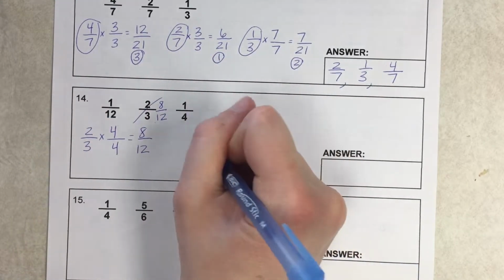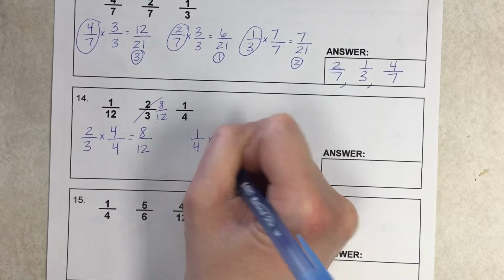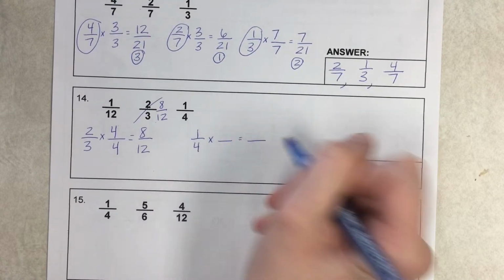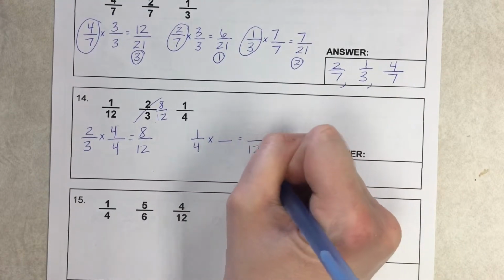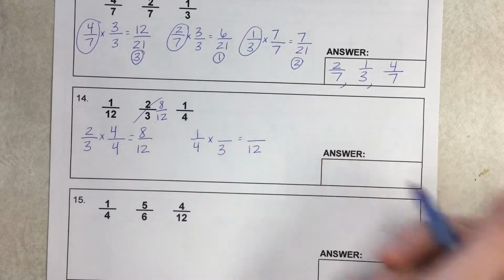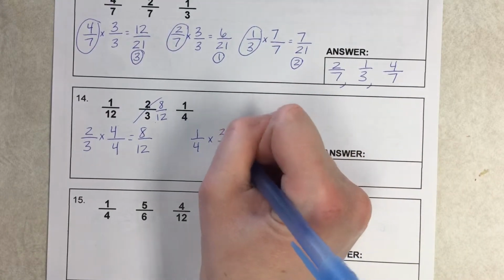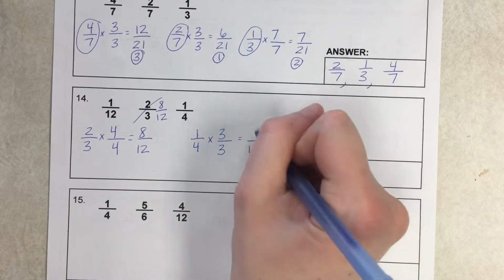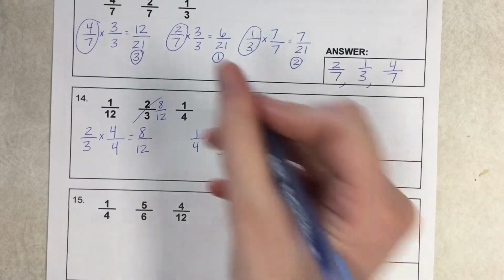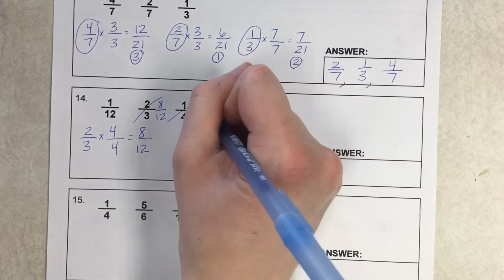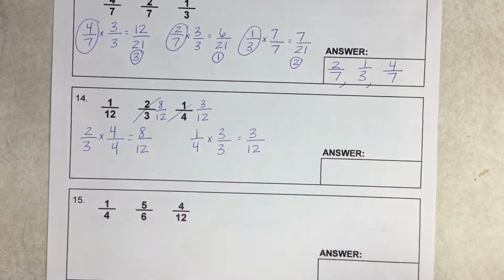Now I need to do the same thing for 1/4. I need to multiply it by a whole to get a denominator of 12. I know 4 times 3 equals 12. Multiply by a whole, 3/3. 1 times 3 equals 3, and I get 3/12. So I'm going to cross out 1/4 and change it to 3/12.